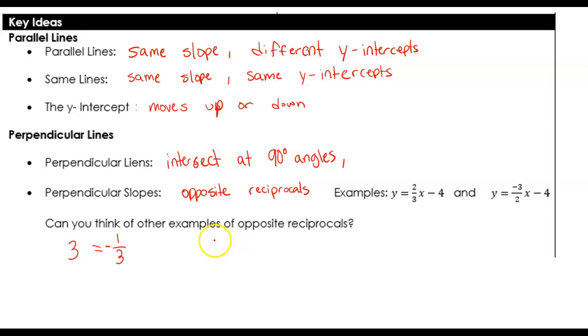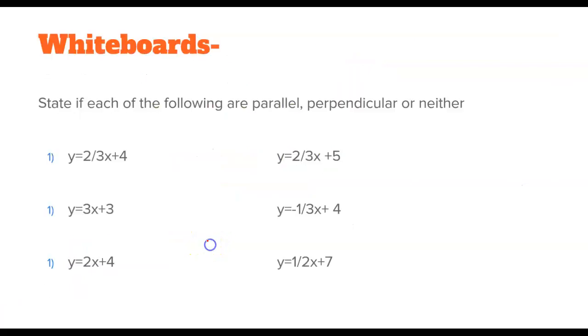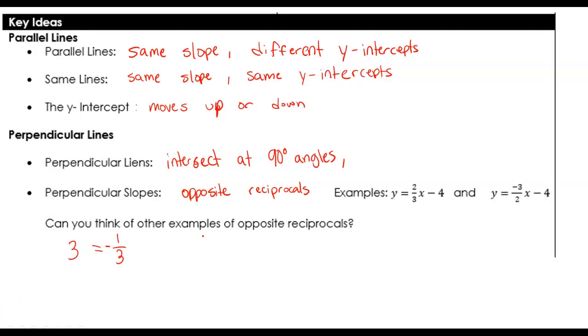Or if I already have a fraction, let's say it's 2/5. Then I would flip that fraction over, make it 5/2. And because the original fraction was positive, I'll make this one negative. So that would be the opposite reciprocal of 2/5. Go ahead and pause the video and finish your notes, and then we'll move on.